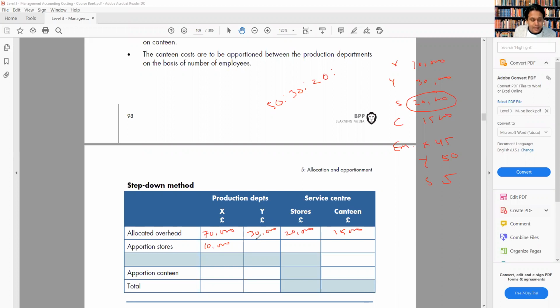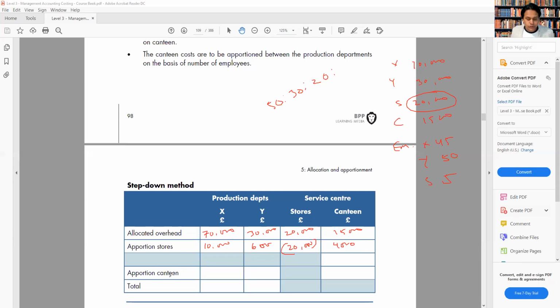And for Y, how much is for Y? 6,000. And how much is for the canteen? 4,000. Thank you, Annie. So 4,000. All you need to do is minus the 20,000 from the store, because the store is no more. We reapportion the store to X, Y, and canteen, so we don't have any store anymore.